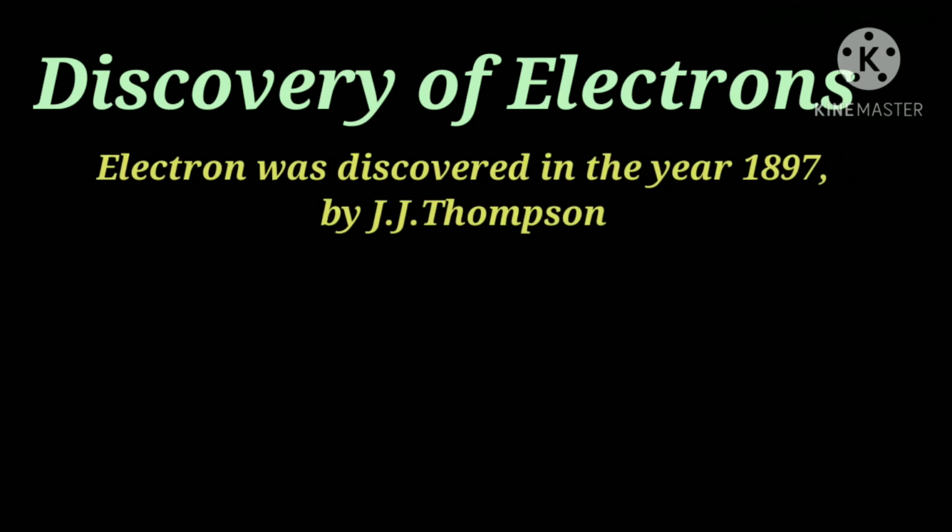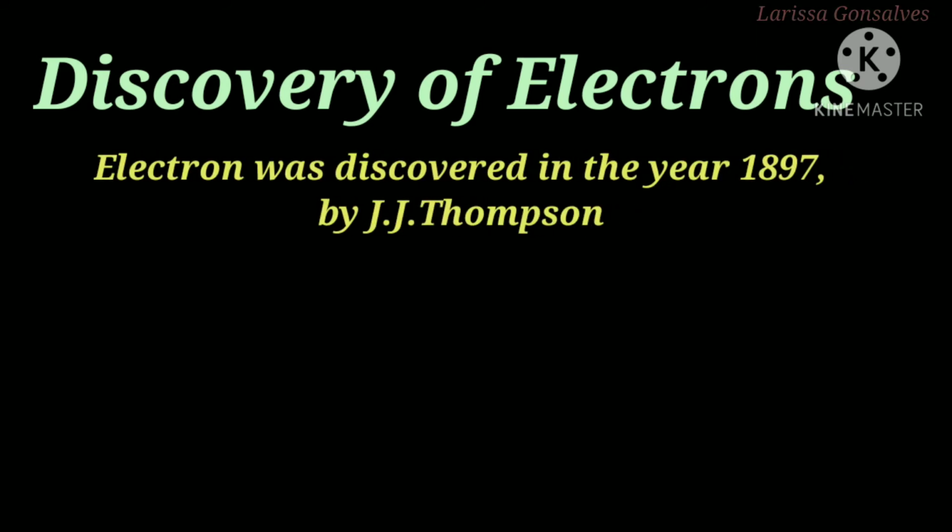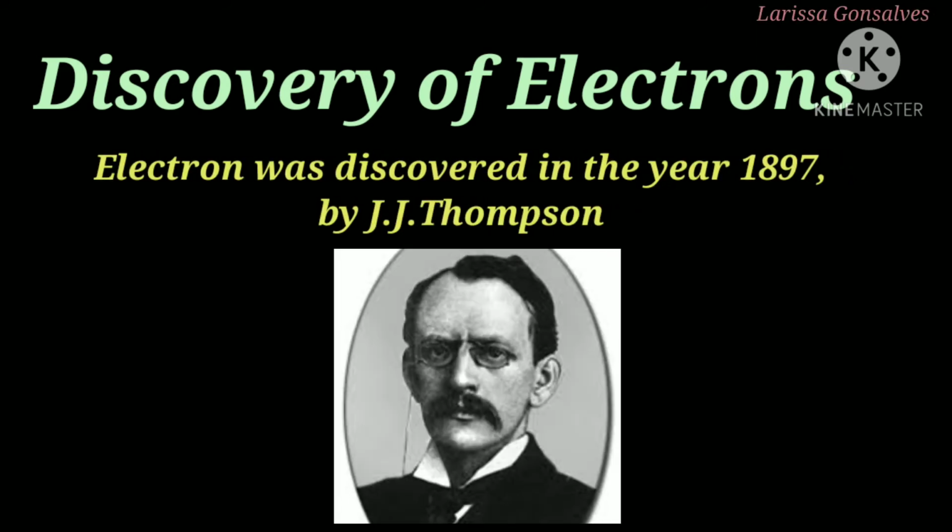First, we shall study the discovery of the electron. The electron was discovered in the year 1897 by J.J. Thomson. Electrons were discovered while investigating cathode rays, and it was found that the cathode rays were a stream of very small negatively charged particles, which are about 1837 times lighter than a hydrogen atom.